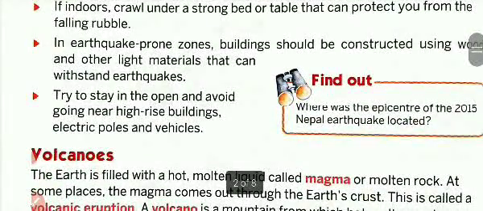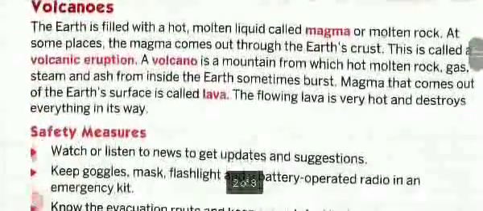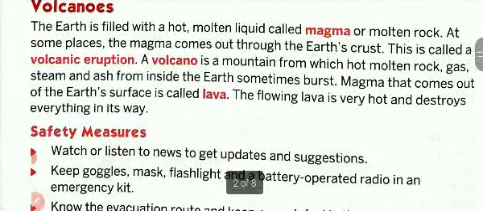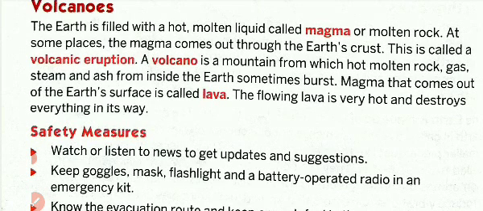In earthquake prone zones, buildings should be constructed using wood and other light materials that can withstand earthquakes. Try to stay in open and avoid going near high-rise buildings, electric poles and vehicles. Volcanoes. Now what are volcanoes? The earth is filled with hot molten liquid called magma or molten rocks.